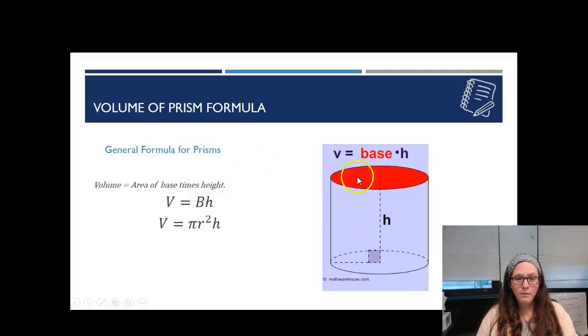The same thing happens when we're looking at a cylinder. So this time we need to find the area of the base, which is a circle. And you guys will remember that our circle formula for area is pi times the radius squared. So pi times the radius squared will give us the area of the base, times the height of the cylinder will give us the volume for the entire cylinder.